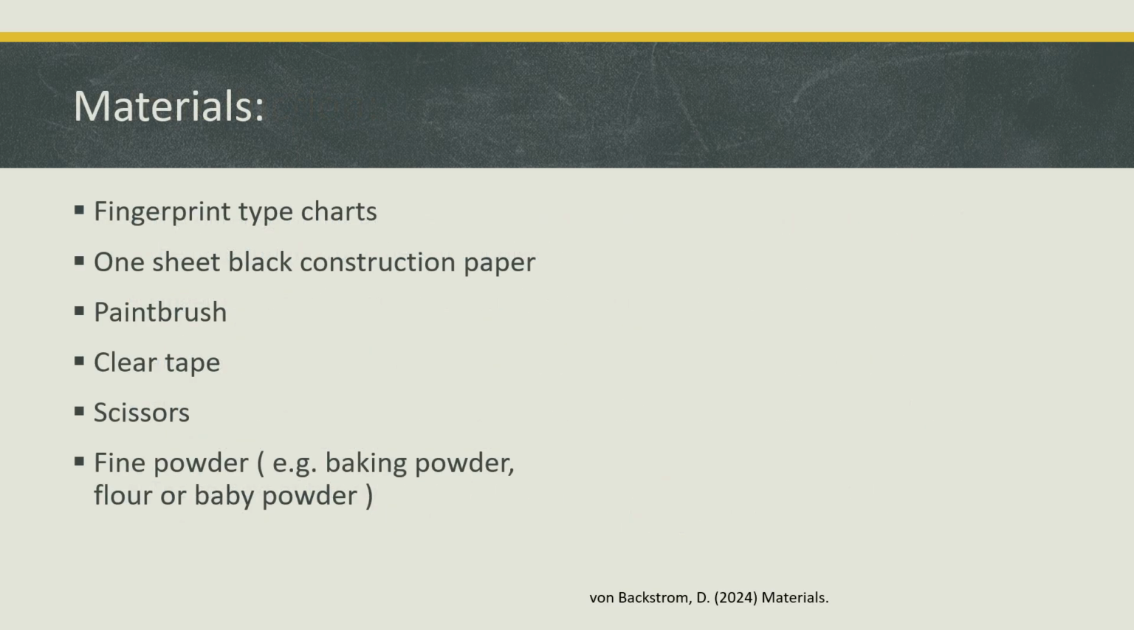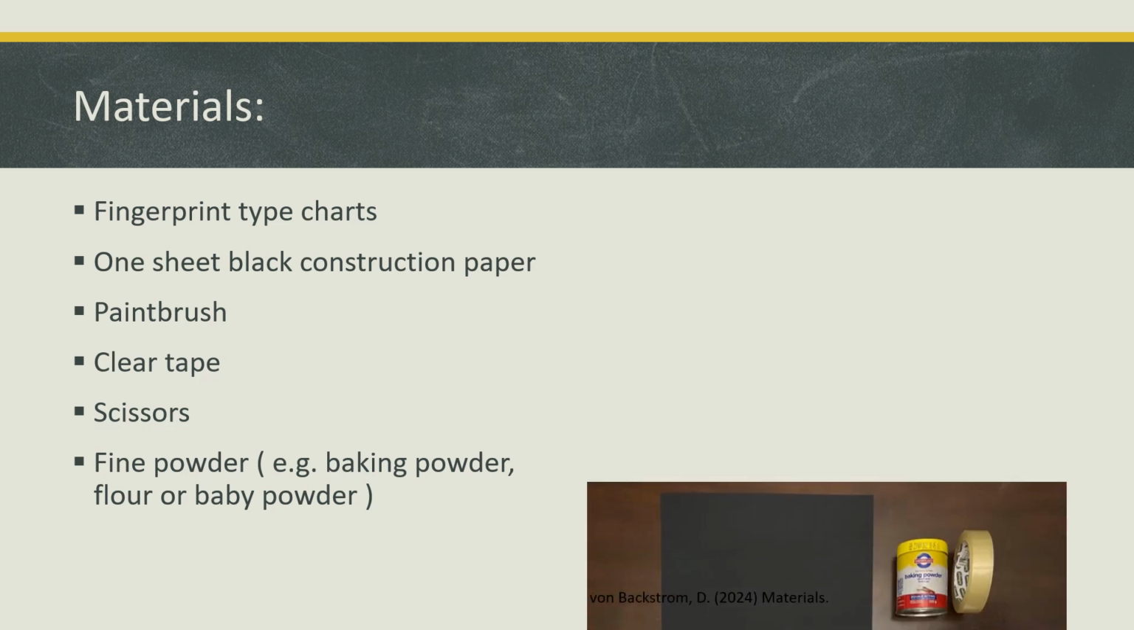For the materials, we firstly have fingerprint type charts that we use to identify the different types of fingerprints. Then we have one sheet of black construction paper, a paintbrush, clear tape, scissors, and then finally fine powder. For example, baking powder, flour, or baby powder.